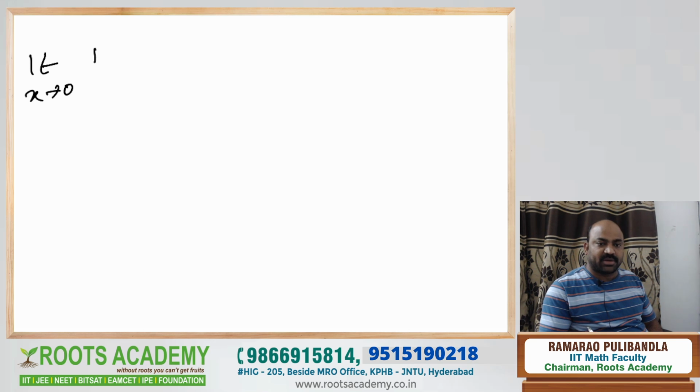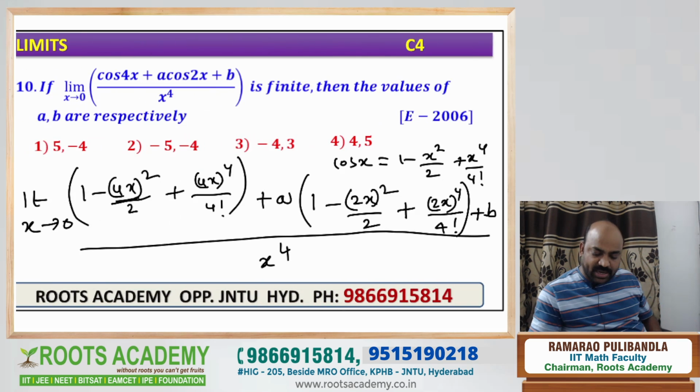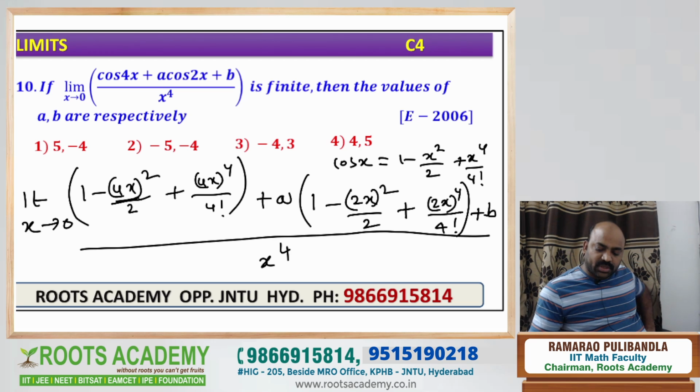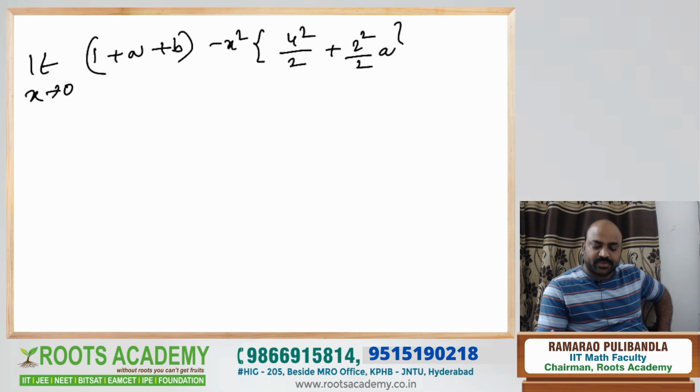So constants I am writing 1 plus a plus b, minus x square I am taking out. So 2 square by 2, when I take minus x square, what will I get? Oh, sorry, it is 4 square by 2 and this is 2 square by 2 into a. So here is what you will get: 4 square by 2 plus 2 square by 2 into a.